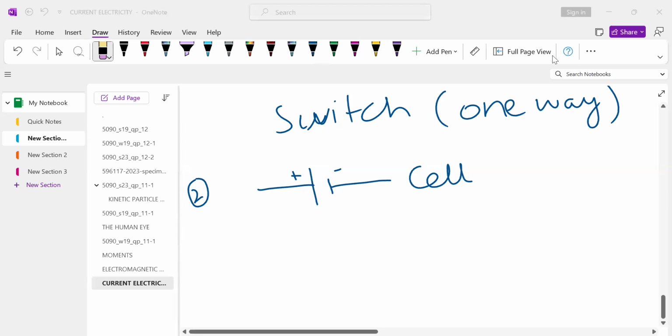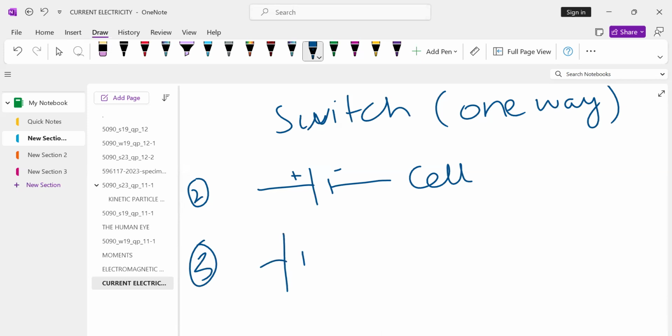The second one is the symbol of a cell. This is a single cell. When cells combine, they form a battery. When there are more than two cells, they form a battery. Let me draw it. So a combination of more than two cells forms a battery.